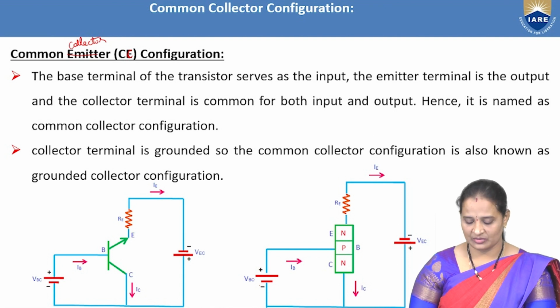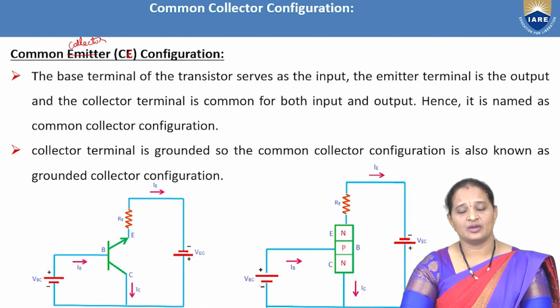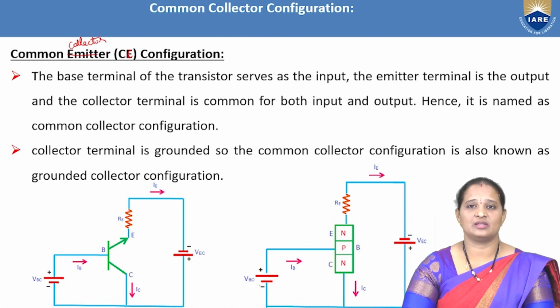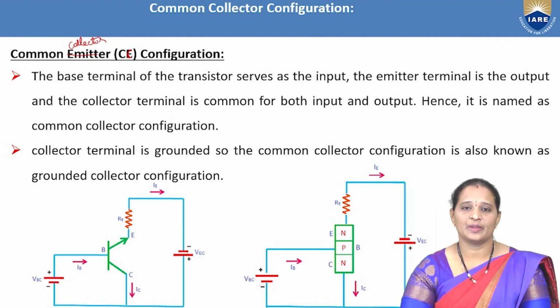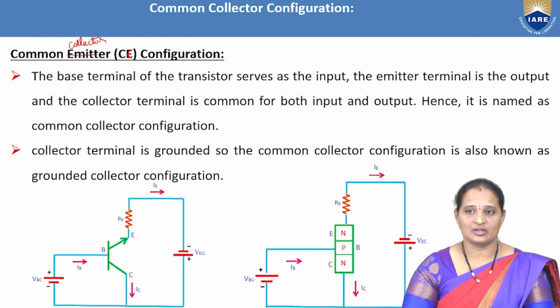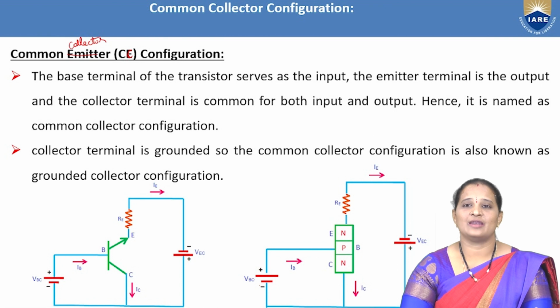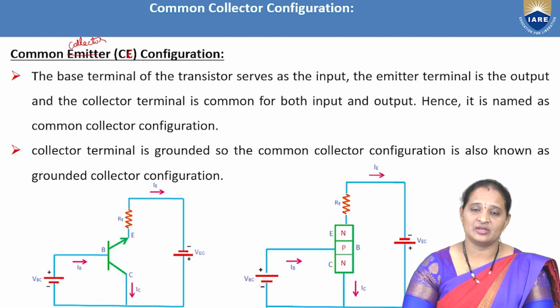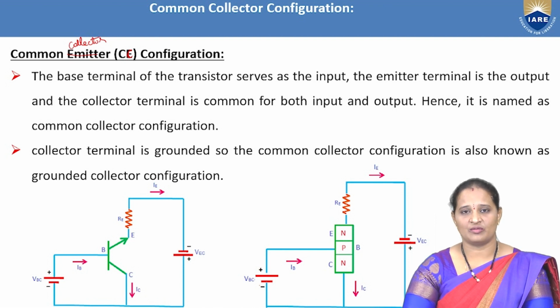What is a common collector configuration? The base terminal of the transistor serves as the input and the emitter terminal is the output, and the collector terminal is the common terminal for both the input and output. That means the configuration in which the collector terminal is taken as common, the base terminal acts as an input terminal and the emitter terminal acts as output terminal is known as common collector configuration.